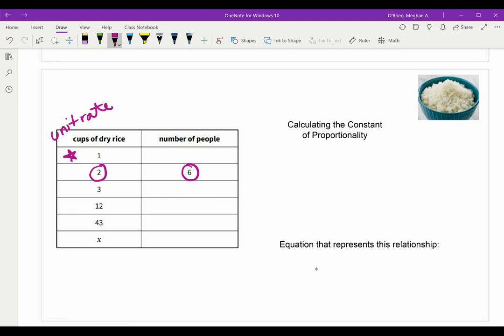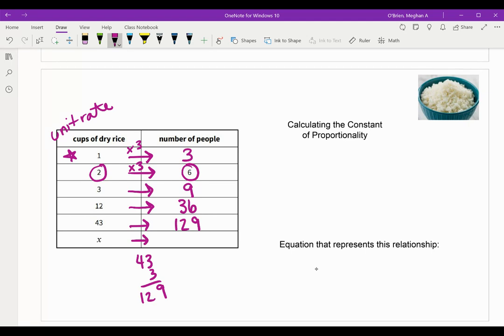That would mean that 1 cup would serve 3 people. Okay, notice that going this direction, the x is being multiplied by 3. So if I keep doing that, this would be 9. This would be 36. 43 times 3 is 129. And then, oh, look at this.